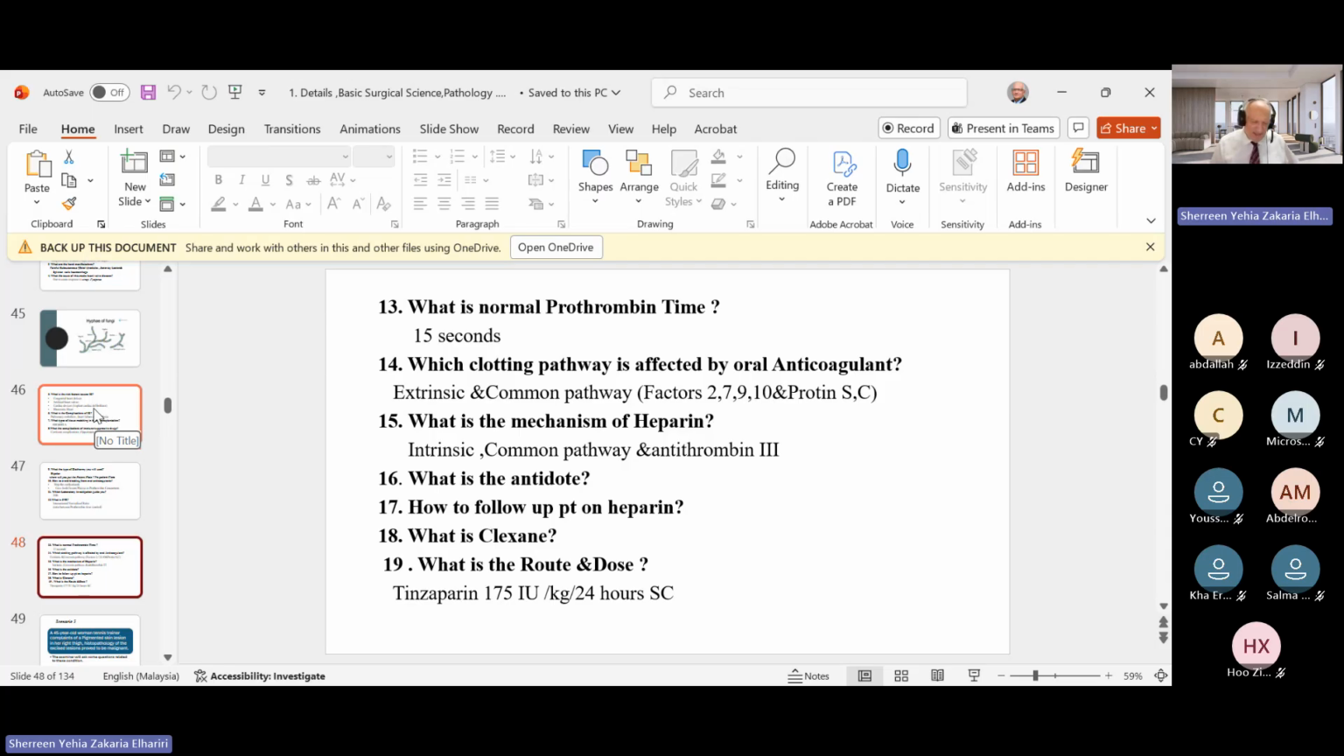What is the mechanism of heparin, and in which pathway does it act? It acts on the common pathway, and intrinsic. So what is the antidote of heparin? The antidote of heparin is protamine sulfate. What is the antidote for the oral anticoagulant if you need to stop it faster? Fresh frozen plasma, platelets, and cryoprecipitate. Fresh frozen plasma, yes, okay. It is prothrombin complex concentrate, not cryoprecipitate. Cryoprecipitate is factor 8, used in other topics. Okay. All right. What is Clexane?